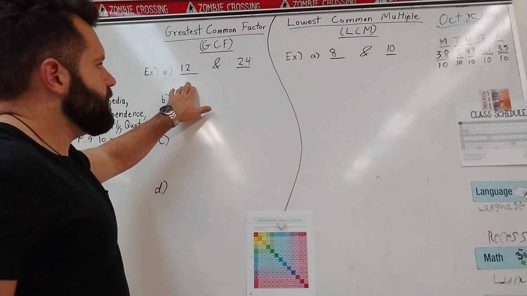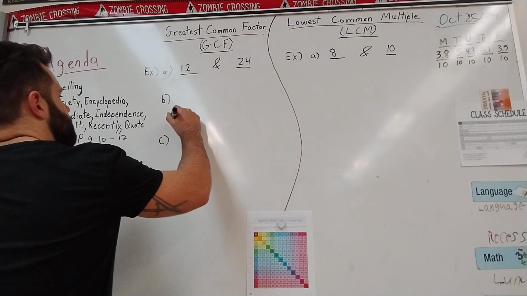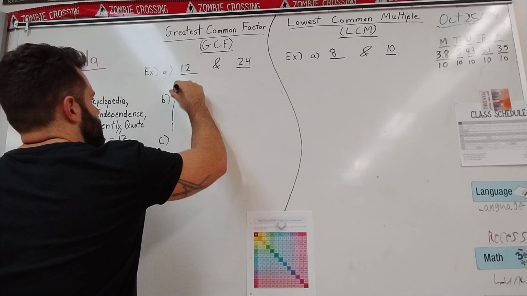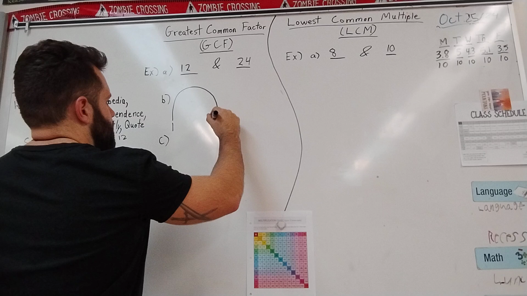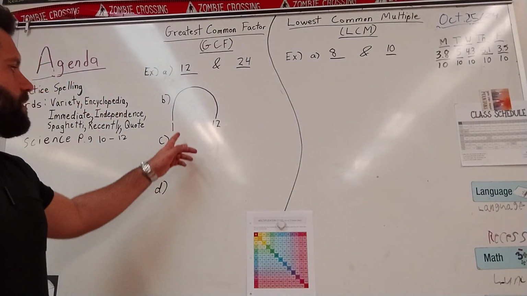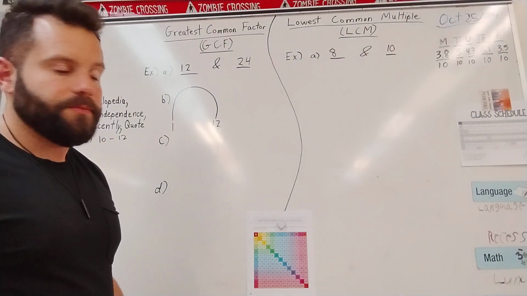So the first step is identifying your numbers. The second step is creating a factor rainbow. So the numbers that can multiply to get us 12 are going to go into our factor rainbow. And this obviously starts with the numbers 1 and 12. Now, 1 times 12 is going to give us 12, obviously. What about the next number?